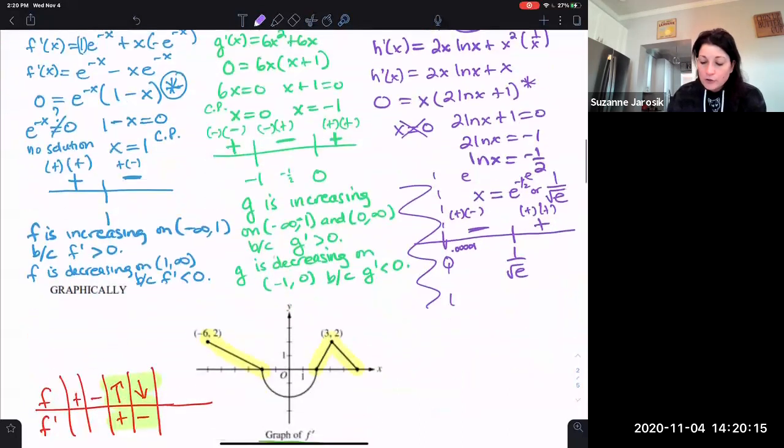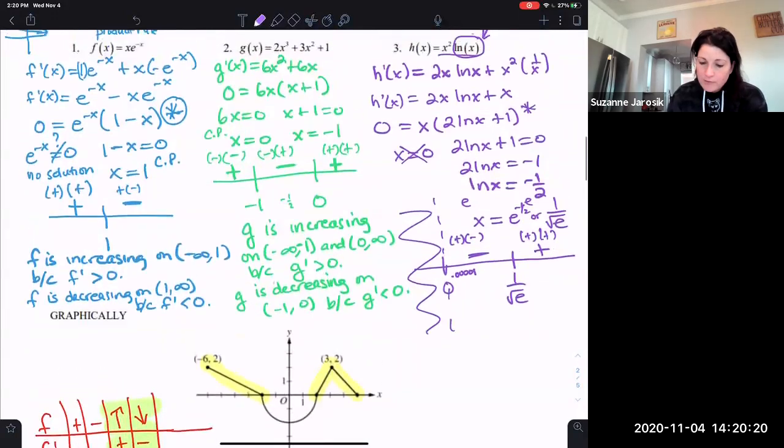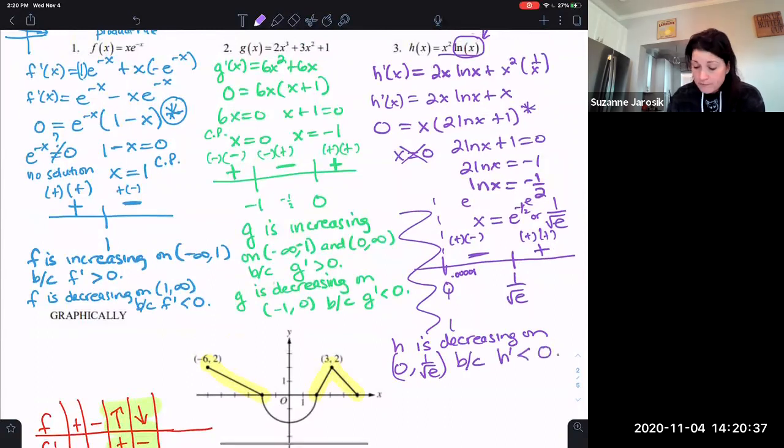Okay, so now we can write our conclusion. Is it f? It's h this time. I went back to check the function name. h is decreasing on 0 to 1 over root e because h prime is less than 0, or negative. h is increasing on 1 over root e to infinity because h prime is greater than 0.